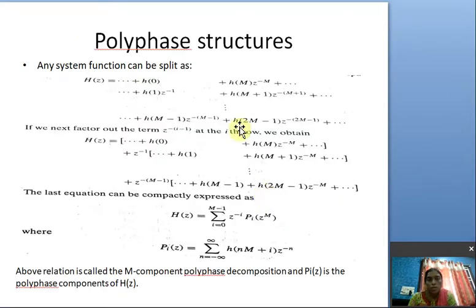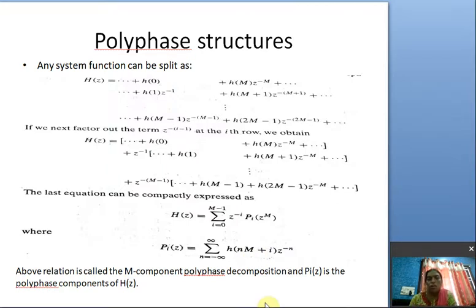So any system function can be split into H(z) like this, right? Then if you use the factor here, we obtain H(z) is equal to this. So if I take common z power minus 1, then z power minus (M minus 1), and z power minus (I minus 1), then you can modify the given H(z) like this. So in compact form we may write H(z) is equal to summation z power minus I P_i(z power M), where P_i(z) is nothing but summation h(nM plus I) z power minus n. This is another representation; in this way also you can represent the H(z) equation.